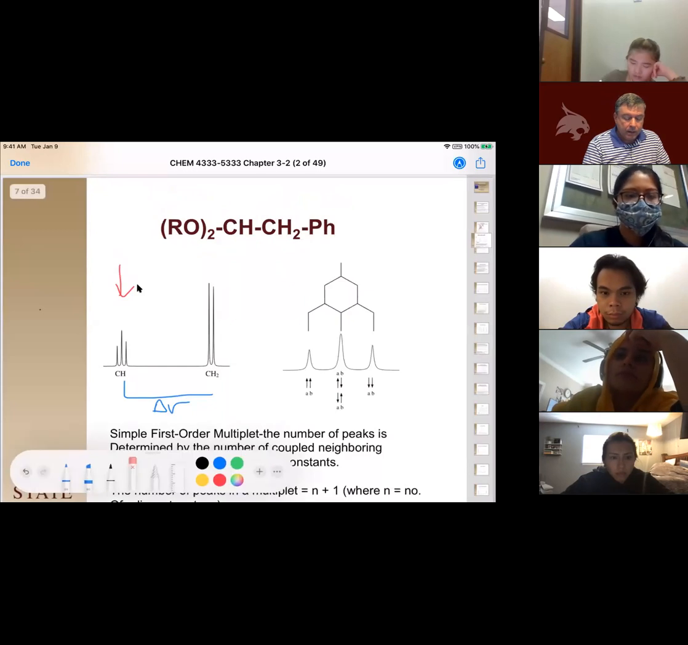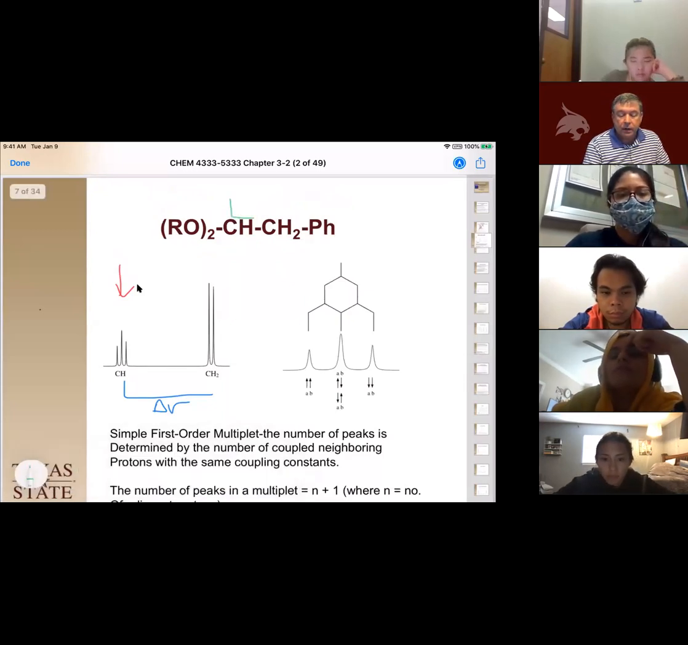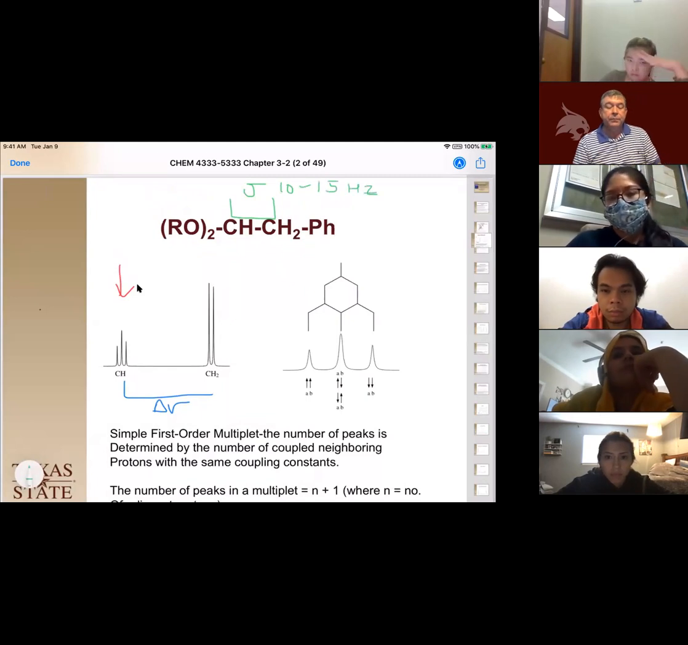Now, we have to worry about, okay, so these are vicinal, so they're going to have a coupling constant of between 10 and 15 hertz, okay? Right, so that's our coupling constant. So that's the split between these 2 peaks right here. That's our J, okay? But now we have our multiplicity, okay?